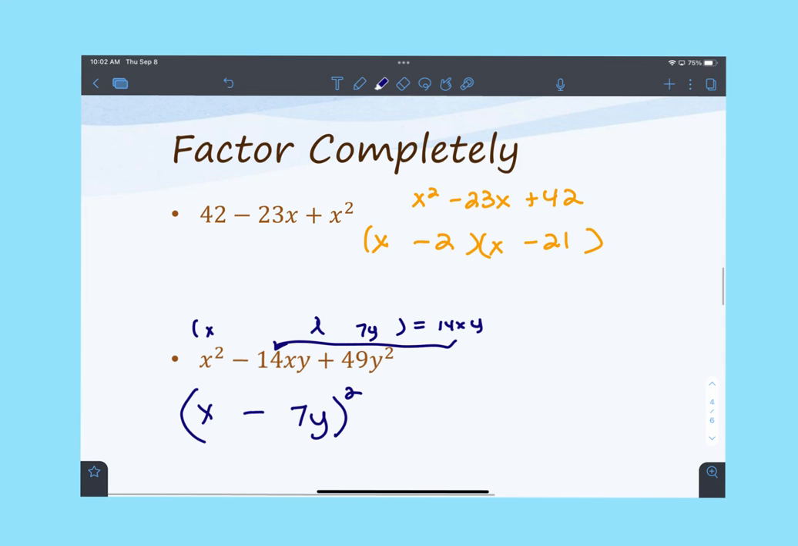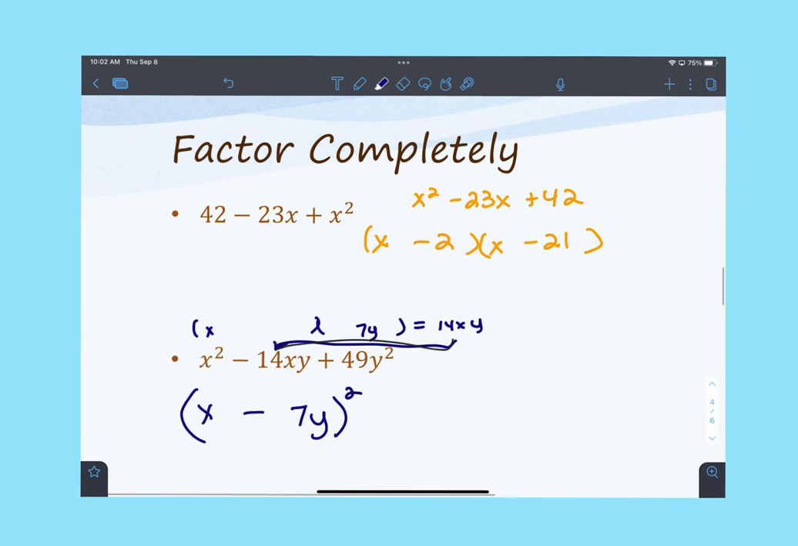Again, first and last were perfect squares, so I did the test. Square root the first term, it's x. Square root the 49y squared, it's 7y. Double that product, and you would have gotten 14xy. Ignore the sign when you're checking. So the 14xy matched the 14xy, which meant this was the perfect square.